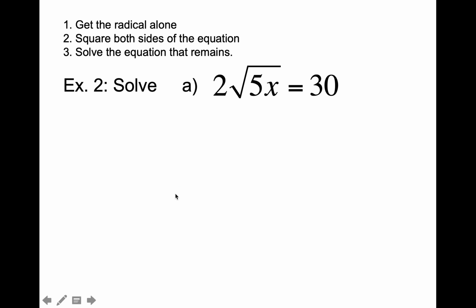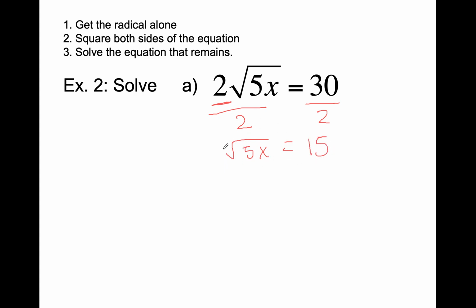Okay, let's try another one. 2 times radical 5x equals 30. First step, get the radical alone. Right now it's not alone. This 2 is in the way of it being alone, so I'm going to get rid of that 2 by dividing by 2. Remember, it's a 2 times radical 5x, that's why I'm dividing. On the left side I'm just left with radical 5x. On the right side, I'm left with 15.